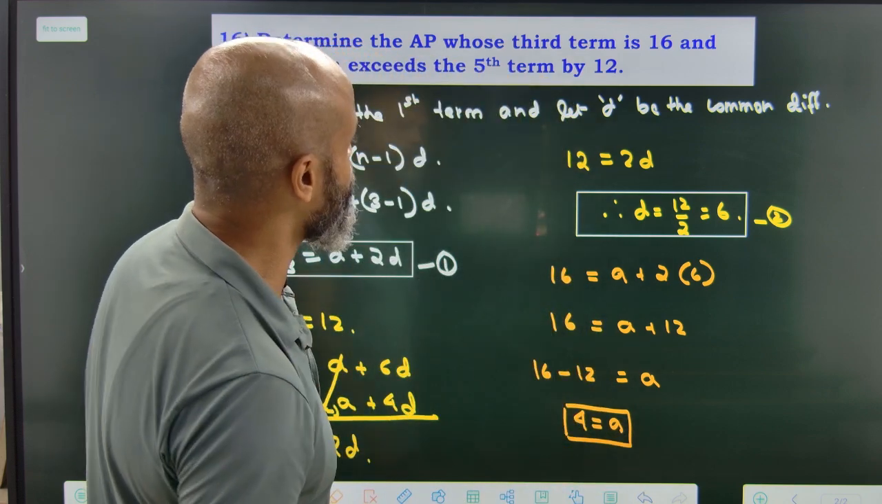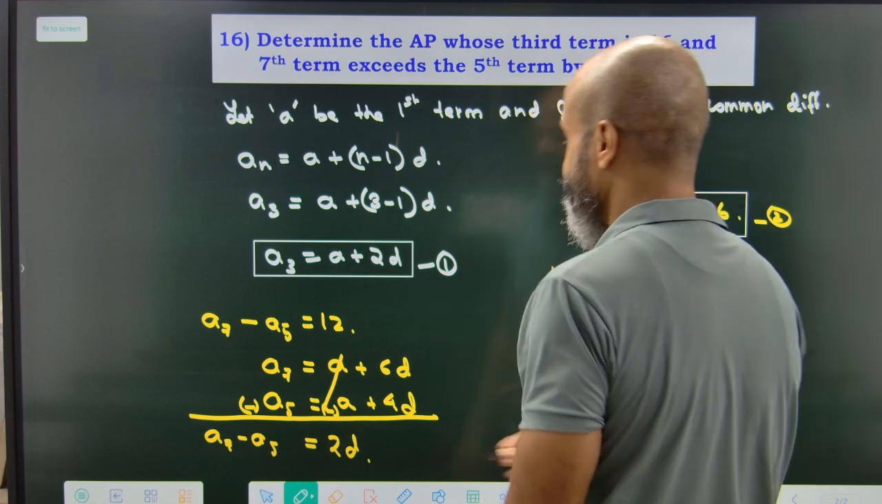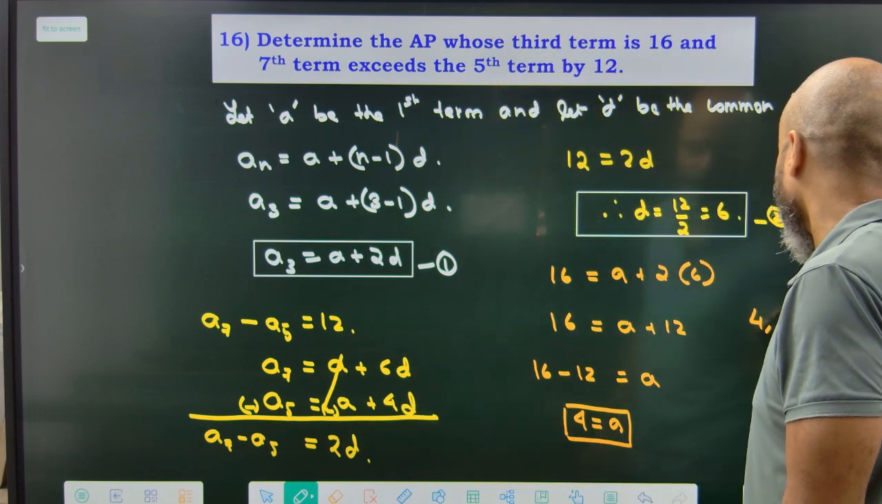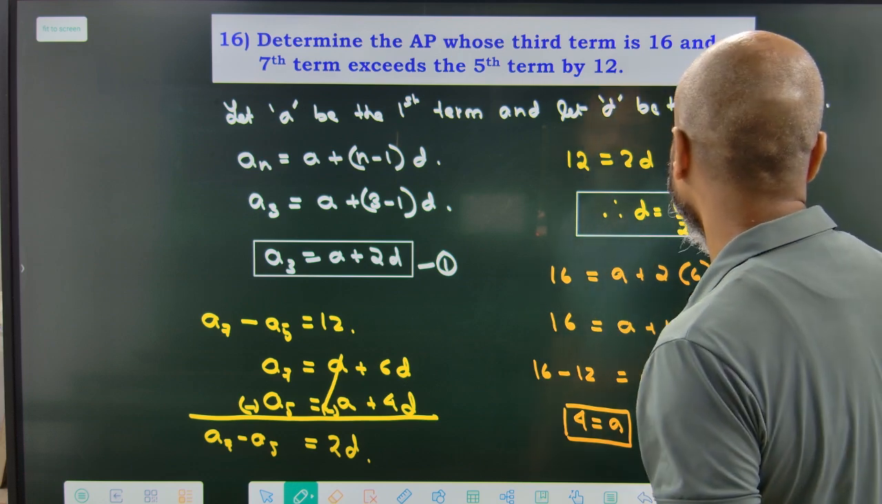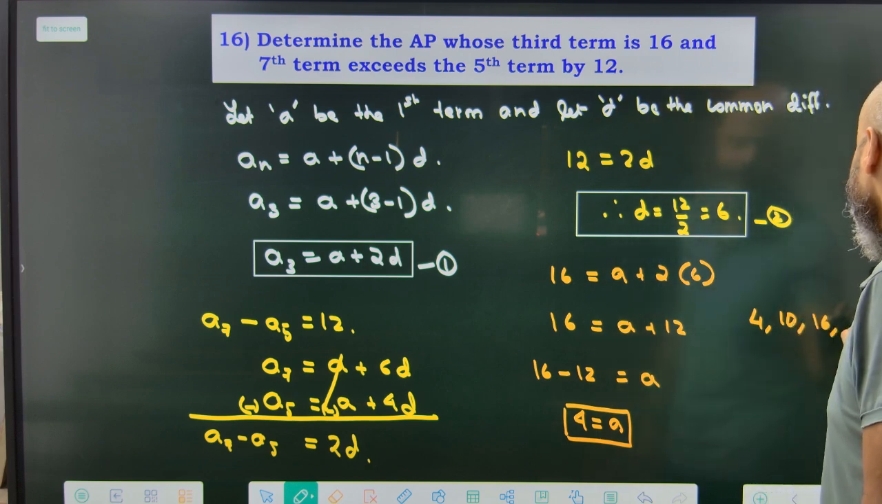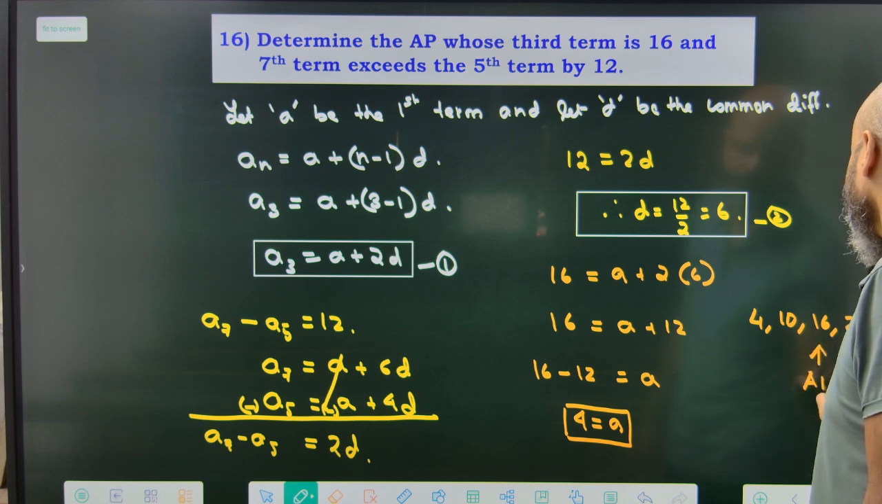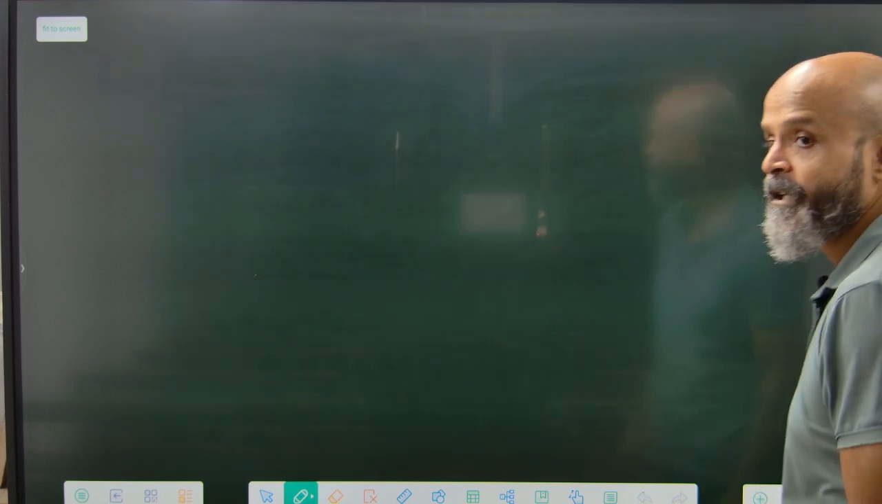So determine the AP. What is the AP here? The first term is 4. What will be the second term? Obviously a plus d, that is 4 plus 6, that is 10. The third term is 10 plus 6, that is 16. The fourth term will be 16 plus 6, that is 22, and so on. So this basically becomes the arithmetic progression.